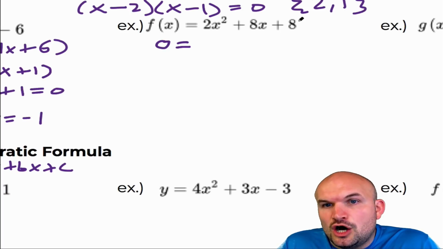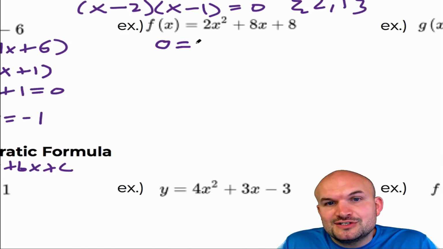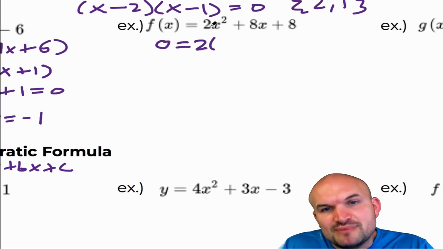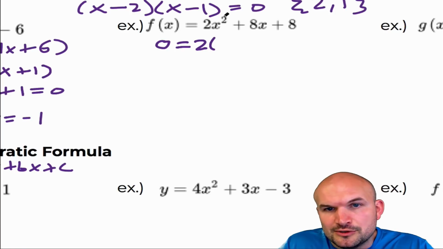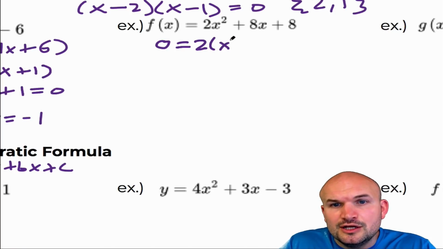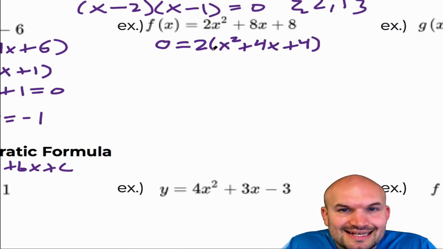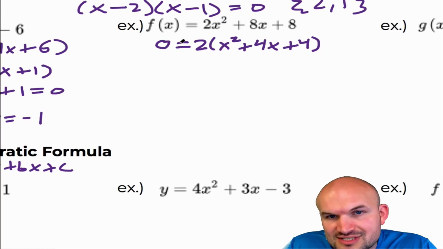And you look at this, and all my 3 terms are divisible by 2. So if I factor out a 2, which is basically like dividing out a 2, you basically take each term and divide it by 2. And when you do that, you'll get an x squared plus 4x plus 4. Okay?